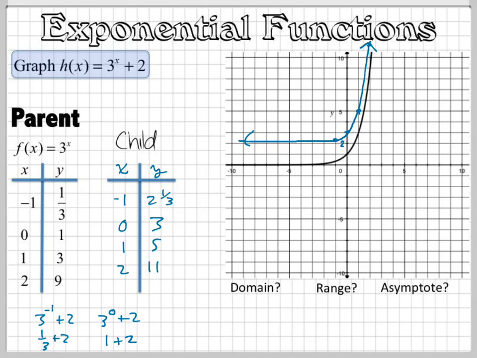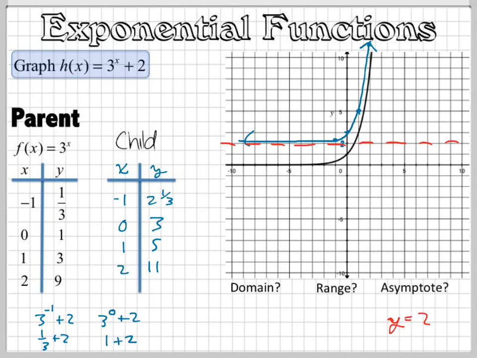That's actually pretty good. There's my asymptote. That's the line it will never cross. And so how would I define that? Y equals 2, because it moved up 2. It shifted up. If the exponential function shifts down or up, then that changes your asymptote.